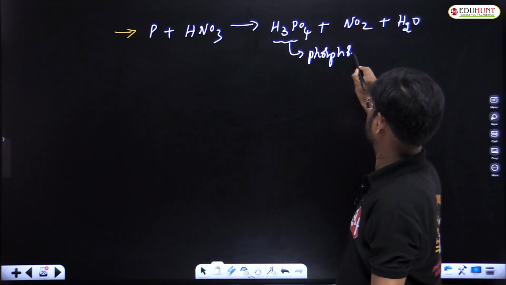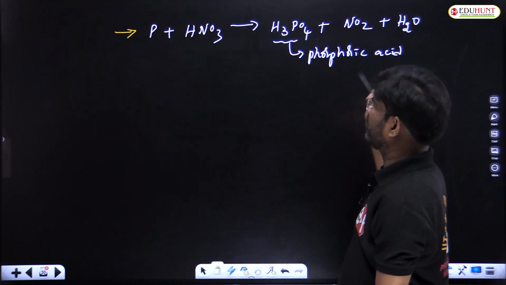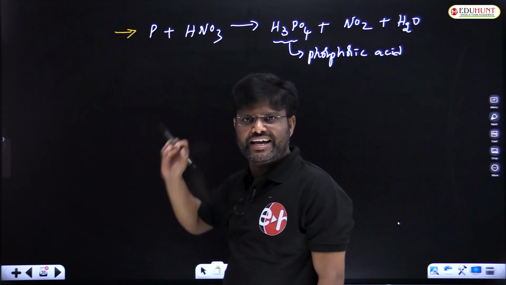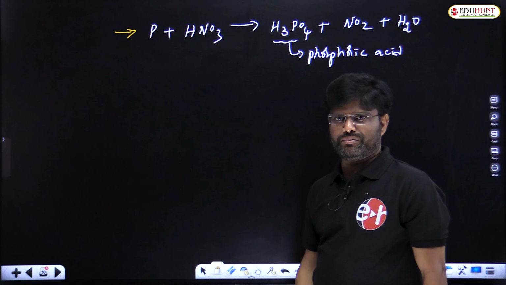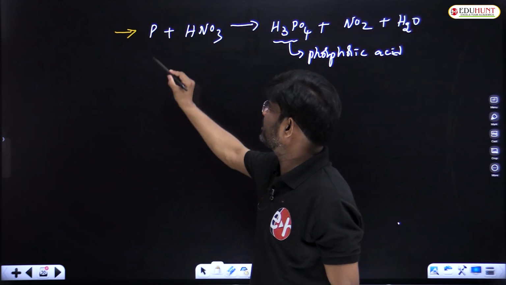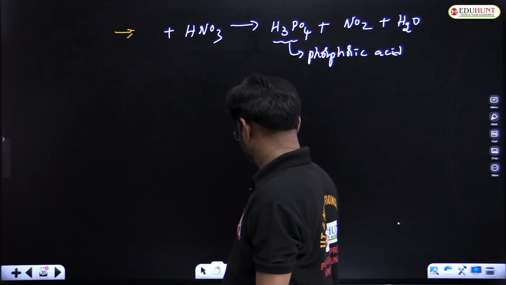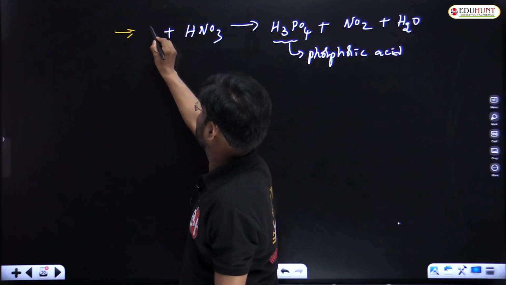Phosphoric acid. Okay. Now phosphorus reacts with nitric acid. Then what is formed? Phosphoric acid is formed. This is what? Phosphorus. This is a non-metal.